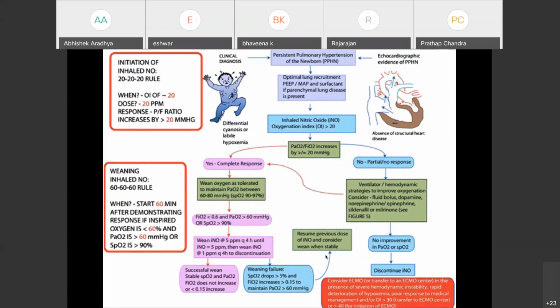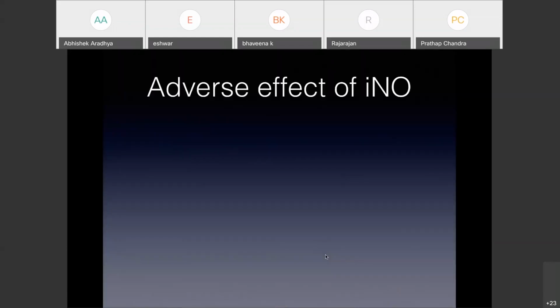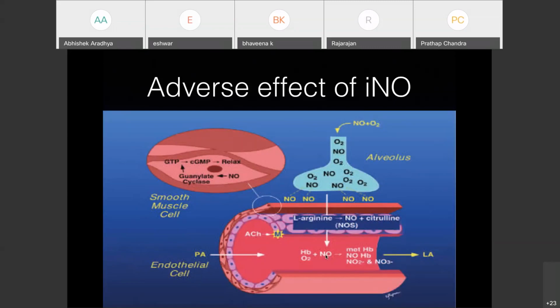All right. Very quickly moving on, adverse effects of the nitric oxide. If you see here, nitric oxide beautifully gets into the smooth muscle cell.